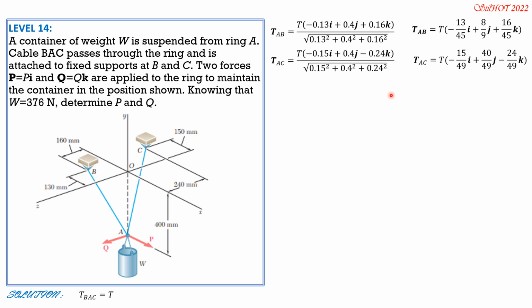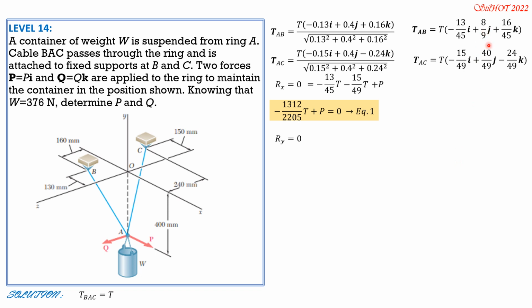And that's it. Then set Rx equals 0, and it is negative 13 over 45 T, negative 15 over 49 T. Then we have plus P here, which is P. So therefore, simplifying, combining T's, negative 1312 over 2205 T plus P equals 0. Call that equation 1.